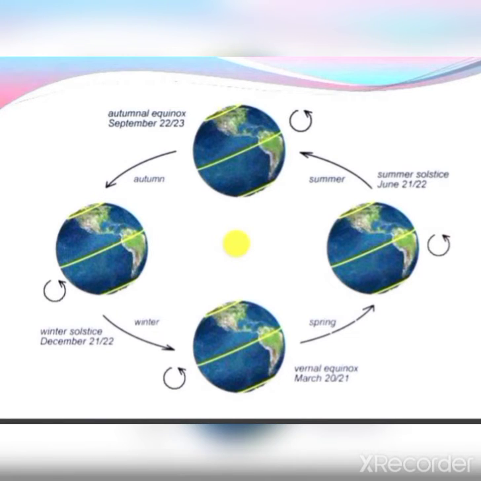This is the position on the top. If you see, autumn equinox September 22 and 23. The second one is winter solstice December 21, 22. Then this is March, and summer solstice June 21 and 22. This is the position of the earth towards the sun.